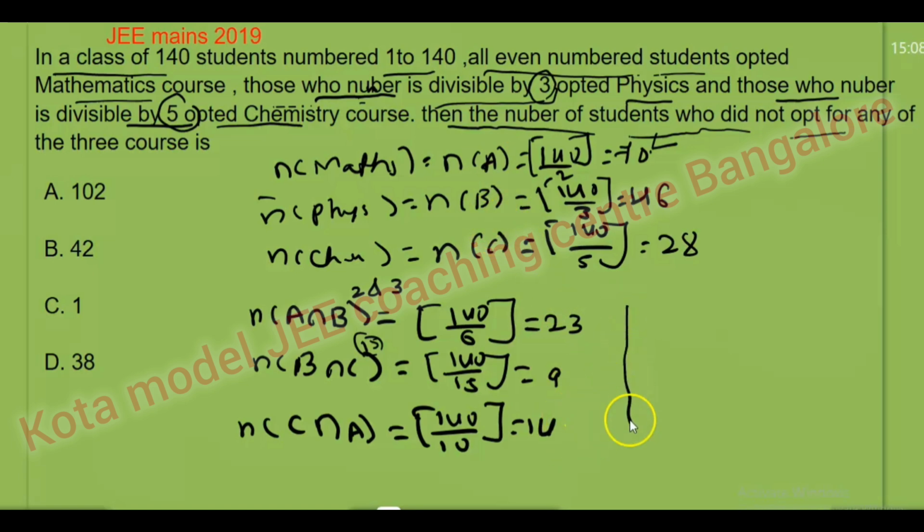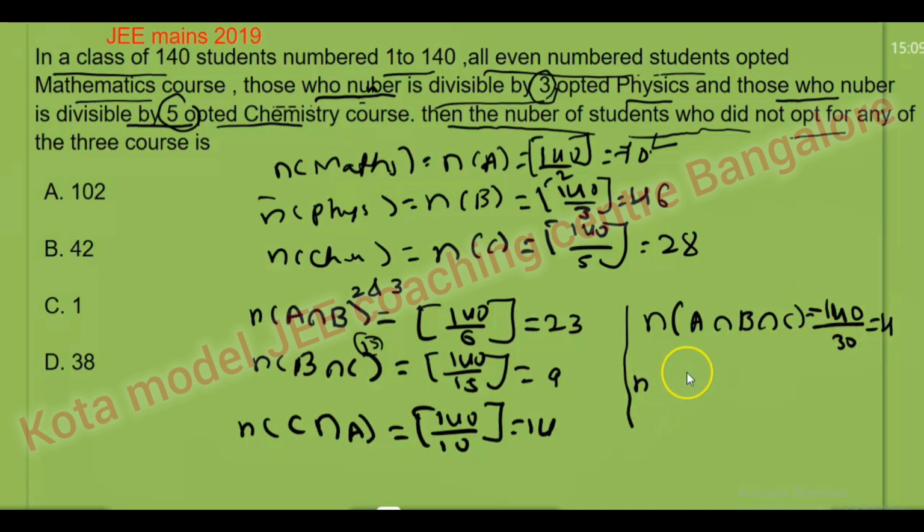Then also find n of A intersection B intersection C. That means those students whose number is divisible by 2, 3 and 5. That means 140 divided by 30. We are getting 4 students who opted for physics, chemistry and mathematics.